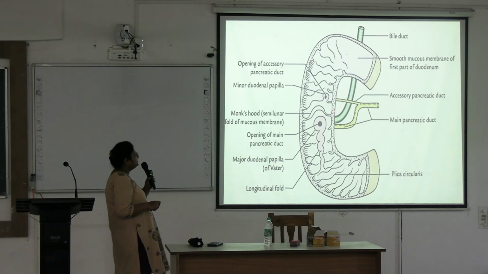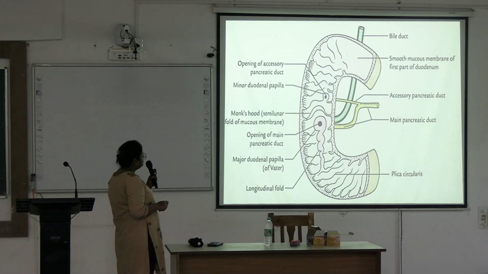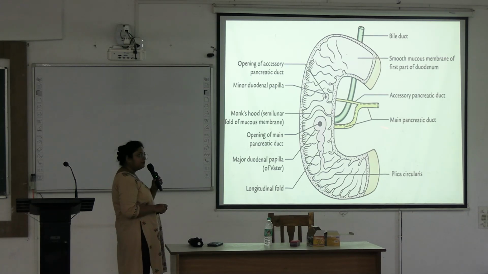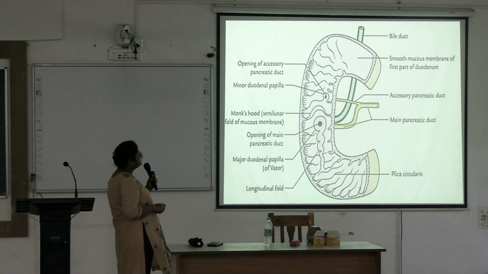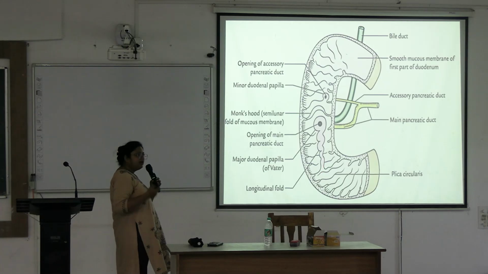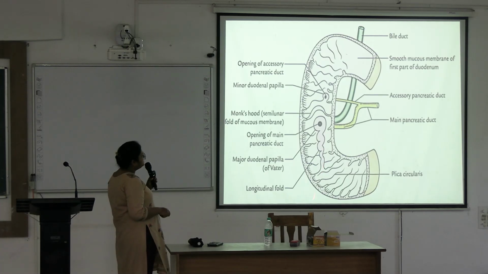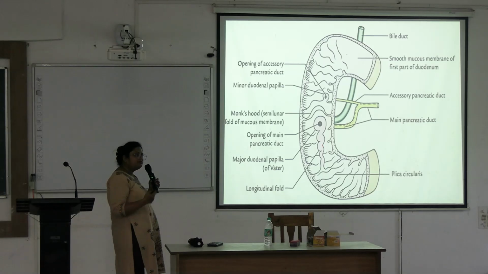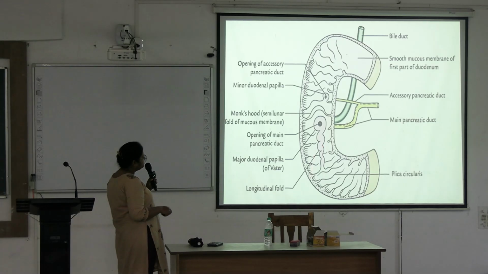And just above the major duodenal papilla, there is a hooded semilunar fold of mucous membrane, and that is known as the monk's hood. Okay, and there is a vertical ridge or longitudinal fold just beneath the major duodenal papilla, and this represents the intramural course of these ducts, the accessory, main pancreatic duct and bile duct. Intramural course of these ducts represents this longitudinal fold.